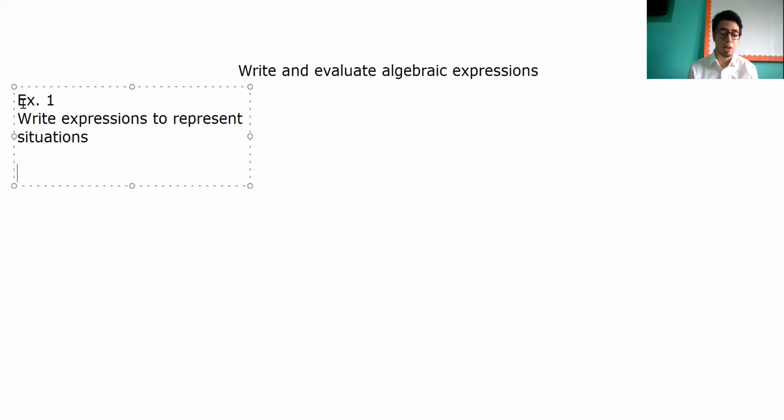An automatic dog feeder dispenses 2/5 cup of dog food each day. What expression can the dog owner use to determine the amount of food left in the feeder after d days? Okay, the variable d is going to represent the number of days.